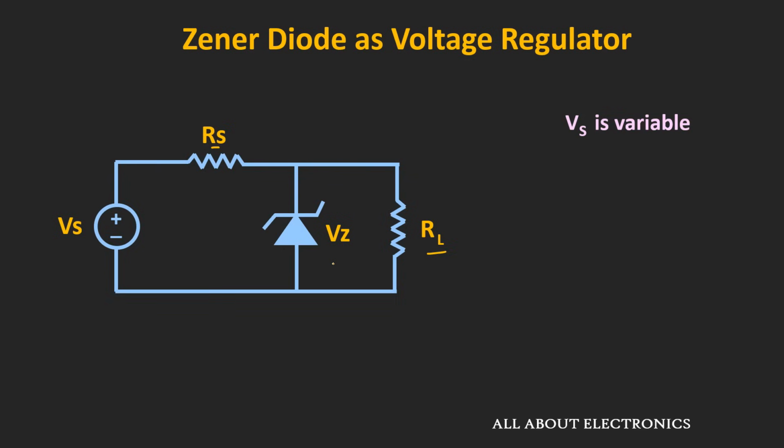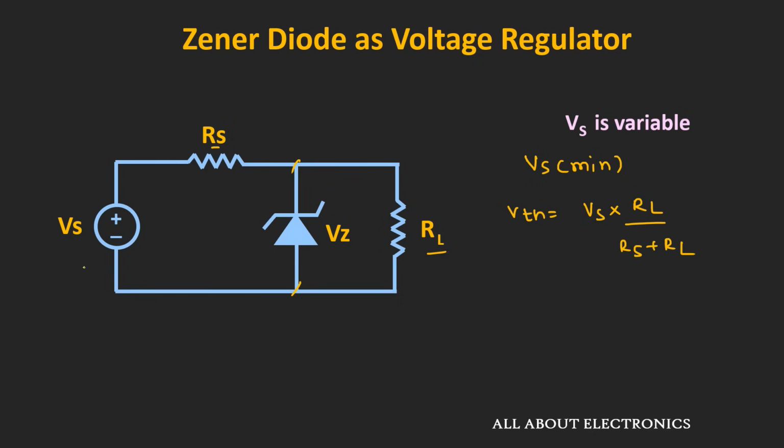Now we will assume that the series resistor Rs and the load resistor RL are constant, and the supply voltage Vs is variable. We will find the minimum and the maximum value of Vs such that the Zener diode will work properly in the breakdown region, or in other words, this circuit will work properly as a voltage regulator. First of all, we will find the minimum value of the supply voltage, and for that, once again let us write down the Thevenin's equivalent voltage which appears across the Zener diode, that is equal to Vs times RL divided by Rs plus RL.